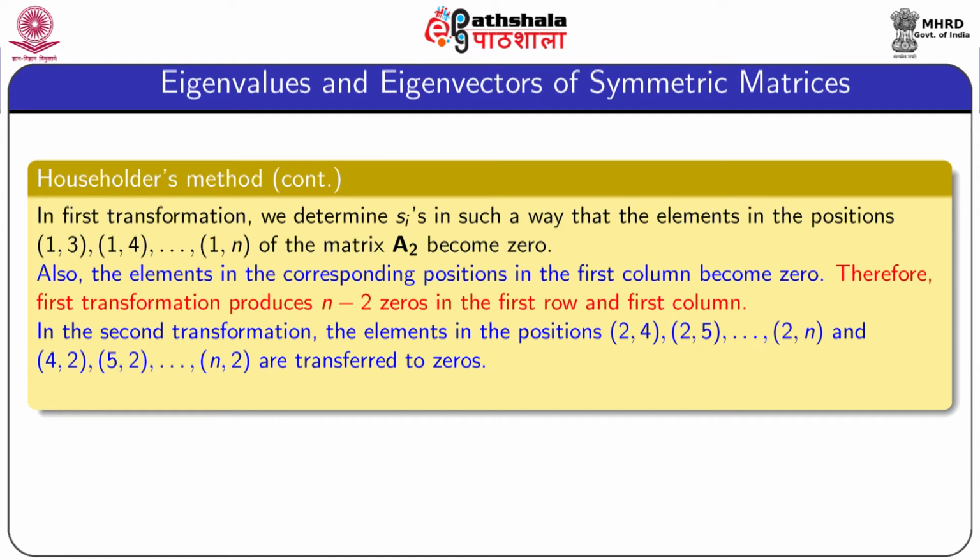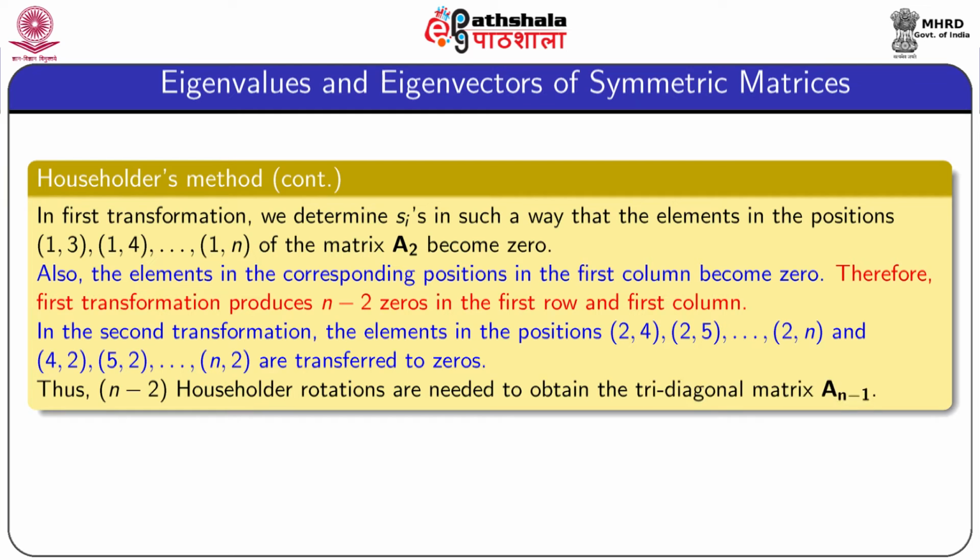In the second transformation, the elements in positions 2,4, 2,5 up to 2,n and 4,2, 5,2 up to n,2 are transformed to 0. That means the elements of the second column and the second row are transformed to zeros. Thus, n minus 2 Householder rotations are needed to obtain the tridiagonal matrix A n minus 1. That means we have generated a sequence of tridiagonal matrices A1, A2 up to A n minus 1.